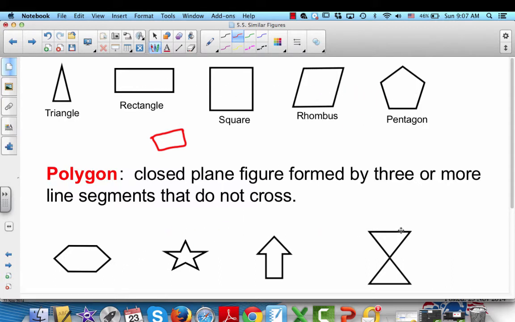All these are polygons except for one of them. Which one of them is not a polygon? Correct, it's this one. This one is not a polygon because the lines cross each other, okay? So, the lines cannot cross each other in order for it to be a polygon.